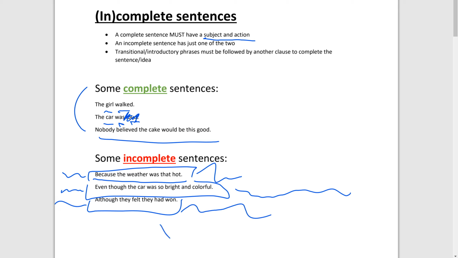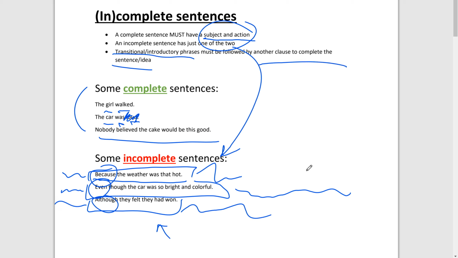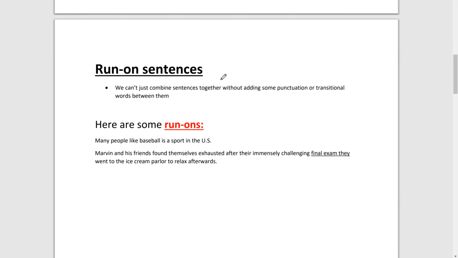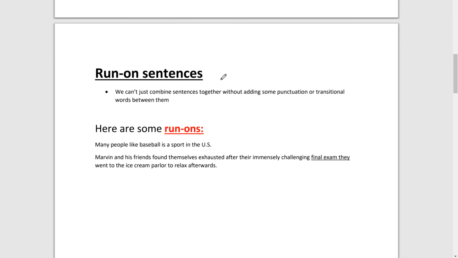So these are typical examples of clauses that are very long. They have a subject and an action. They have all these things. But because of these words in the beginning, even though, although, because, this is an introductory statement, and it must be followed by another clause to complete the sentence or idea. I'll let you guys pause the video and take a look at what exactly that means. But in essence, because of these words at the beginning, you need to have something else after or before to complete the sentence. All right, I took 2 minutes on that, so we're kind of screwed on the rest of these, but let's try to get through them quickly.